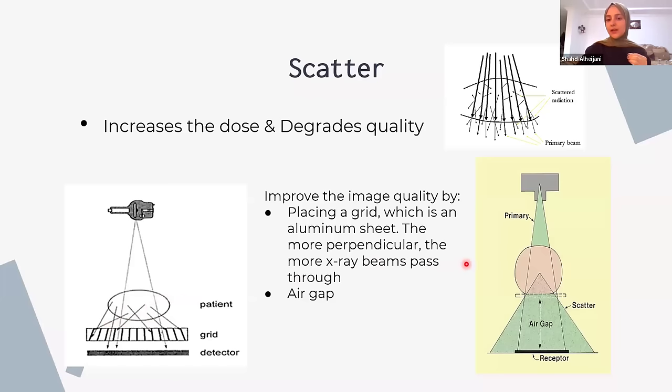Another method is an air gap. So by installing an air gap here, you have less of the scatter reaching the receptor. And so the image here will be clearer because not all the scatter is reaching the receptor. Now, if you imagine the body being very close to the receptor, whatever X-rays would reach the receptor, and this will include the good ones that are the photoelectric effect with the scatter. But if you increase the gap, if you have an air gap, you have less of the scatter reaching the receptor, hence a better quality of image.